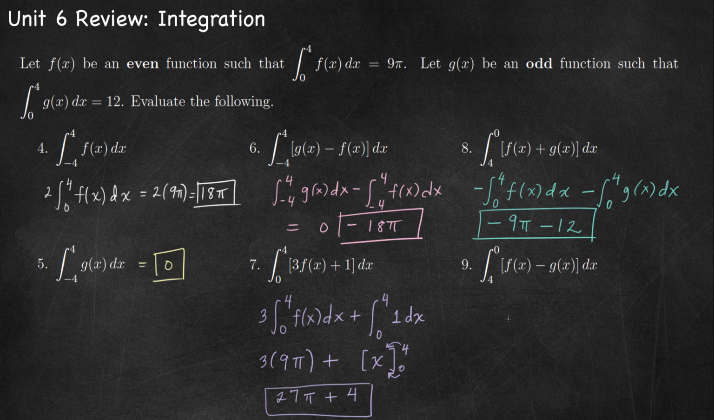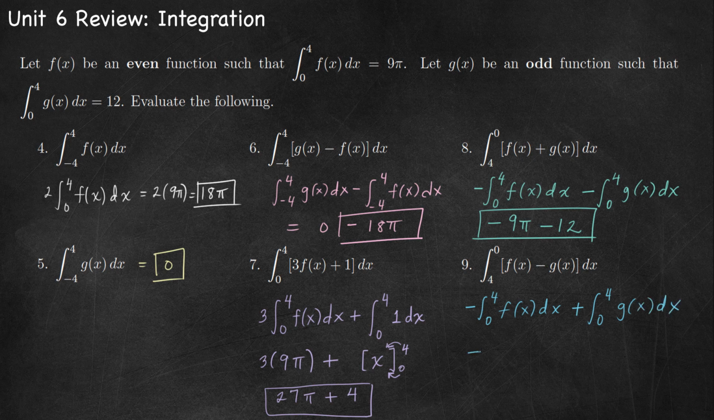And number 9, again, I'm going to flip the bounds here. So I'm going to make it the integral from 0 to 4. And when I do that, I have to multiply by negative 1. And then I'm going to separate this into two integrals. So f of x times dx minus, and then here when I flip the bounds, to multiply by -1, so that double negative makes this a plus in front of this integral, g of x dx.